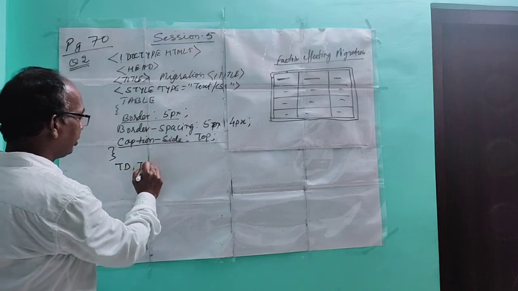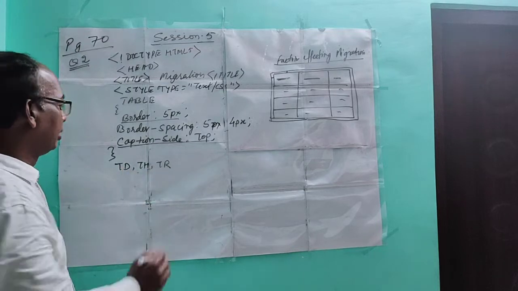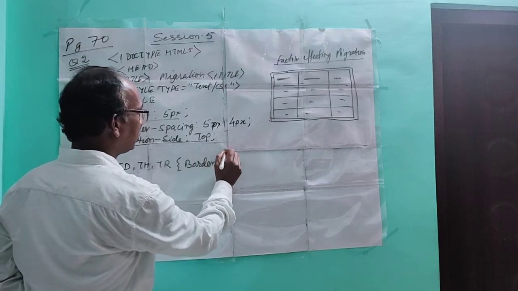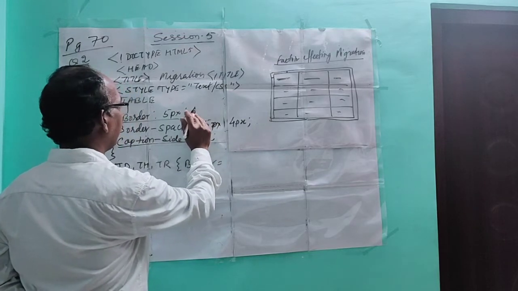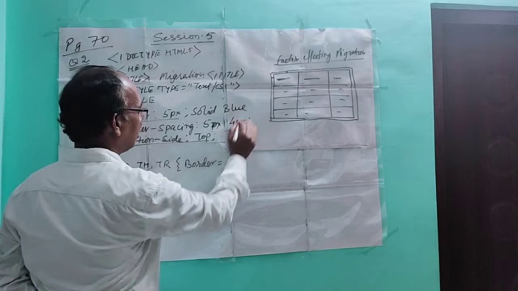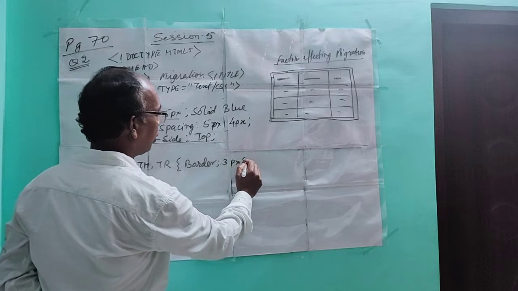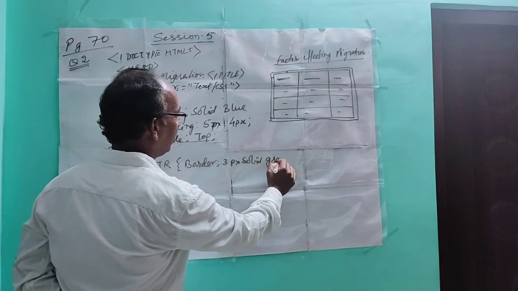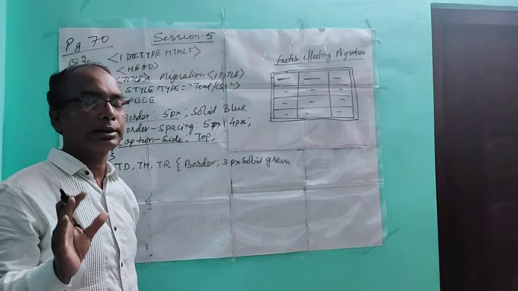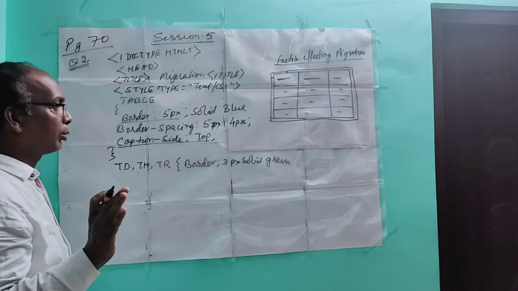Now after that, TD, TH and TR. These are the basic table tags which are used to create a table. Border, I'm using border 5px, then solid, I'm using blue. Border 3px, solid, say green. You can use any color, but in HTML only 16 colors are accepted. We can use only those 16 colors, not more than others.